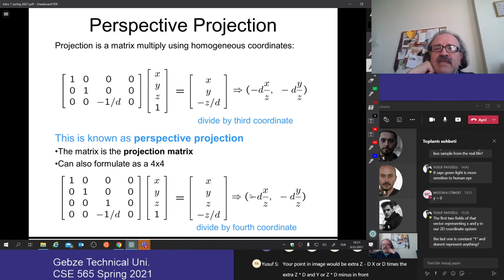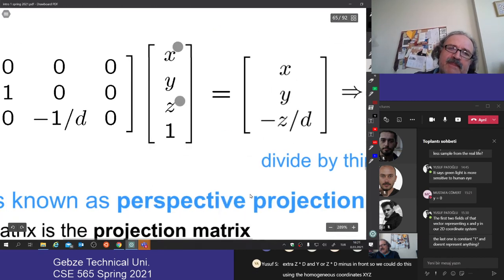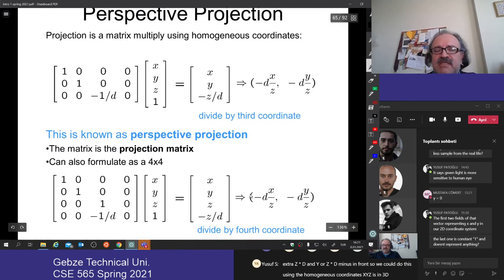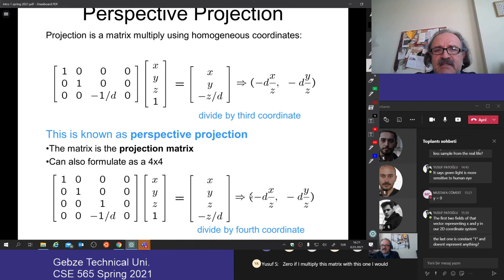So we could do this using homogeneous coordinates. XYZ is in a 3D non-homogeneous coordinate system. I put a 1 and now it's homogeneous. I have a projection matrix now: 1, 0, 0, 0; 0, 1, 0, 0; 0, 0, 1, 0; 0, 0, minus 1 over D, 0. If I multiply this matrix with this one, I would get X, Y.